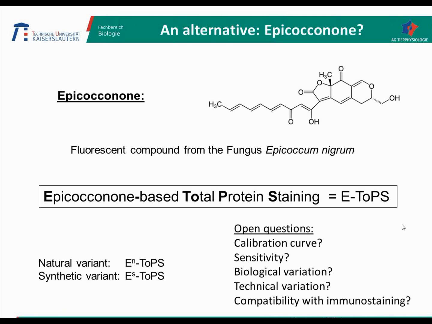And we had some open questions in our lab that we wanted to address, and this is the calibration curve. What is the calibration curve? And connected to this, the sensitivity of this epicoquinone staining. What about biological variation, technical variation? I will explain what I mean with this. And what about the compatibility with immunostaining? Also, this has, to our knowledge, not been addressed so far. So, in the publication, and now in the next 3 slides, I will address these points together. The first one is calibration curve, then the variation, and the compatibility with immunostaining.